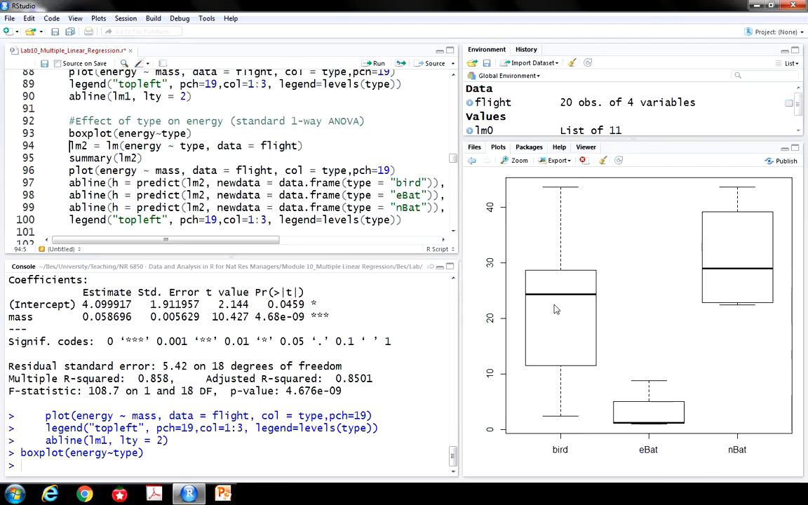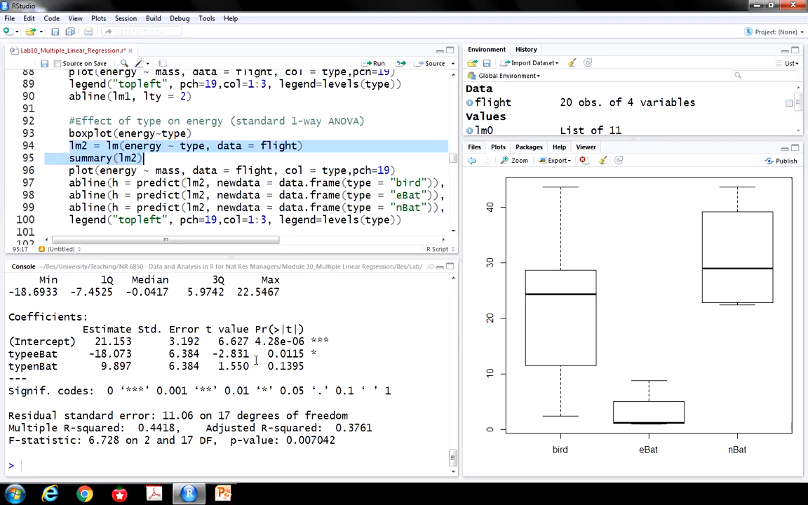Let's run that. Okay, and now what I'm testing with this model, energy as a function of type, is whether the means of these different groups differ from one another. And it looks very obvious that they do. So let's run this and just see.